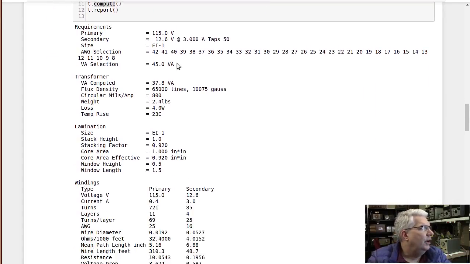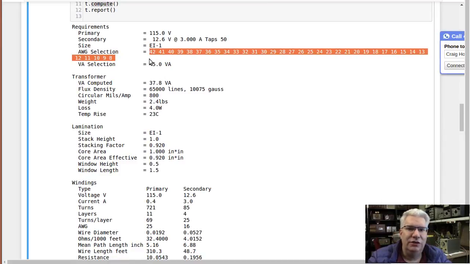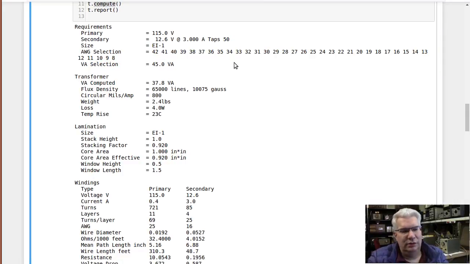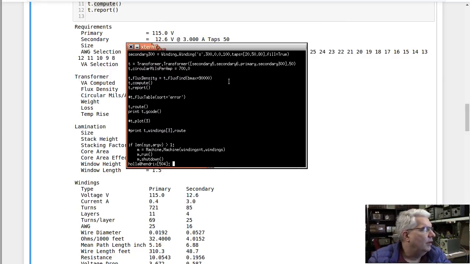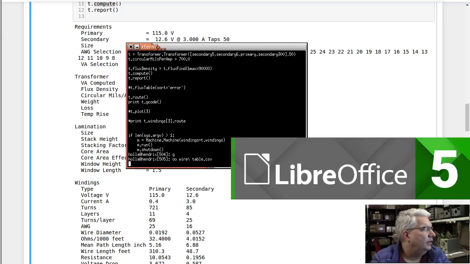It's already done. And so it's gone through, and here is the wire selection that it's going to choose from. And there's a couple of extra files in the source directory. It's the wire gauge file, as well as the lamination file. I'll go ahead and show you those. Let me see here. We'll go over and look at the wire gauge file. It's a CSV file.